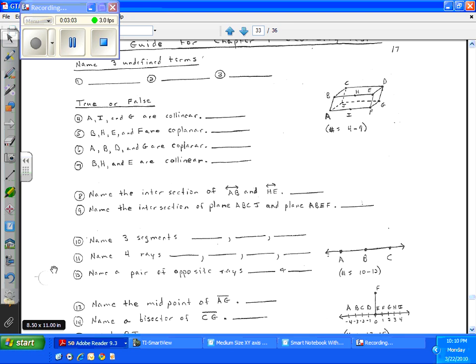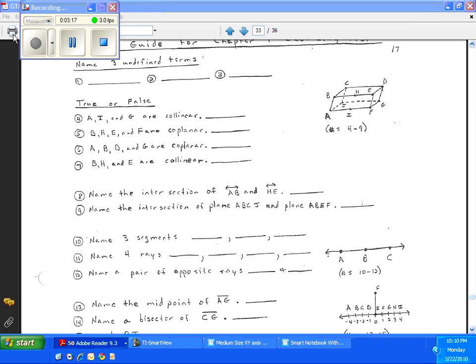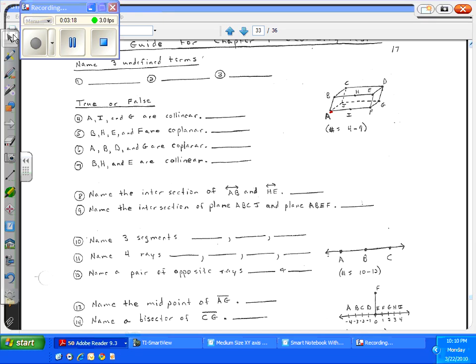Points A, I, and G are collinear. Let's see. I've got to get the smartboard working again. It just kind of clicked out on me there. The way I do that is I hit the highlighter and then the pointer button, and then it all works again. So we had point A, I, N, G. There's point A, there's point I, there's point G. Can we draw a line that hits all three? The answer is no. So those are not collinear, so that is a false statement.